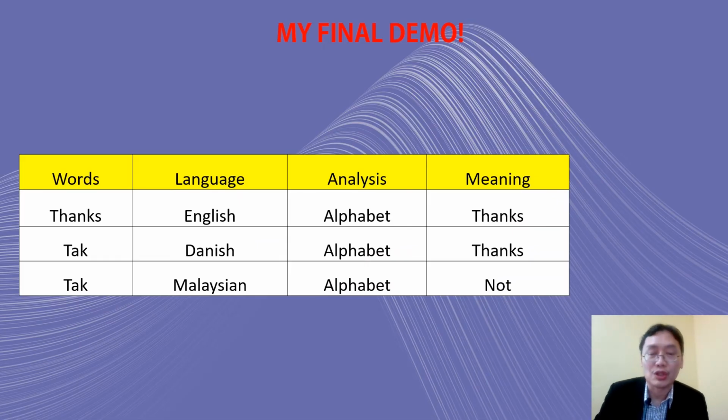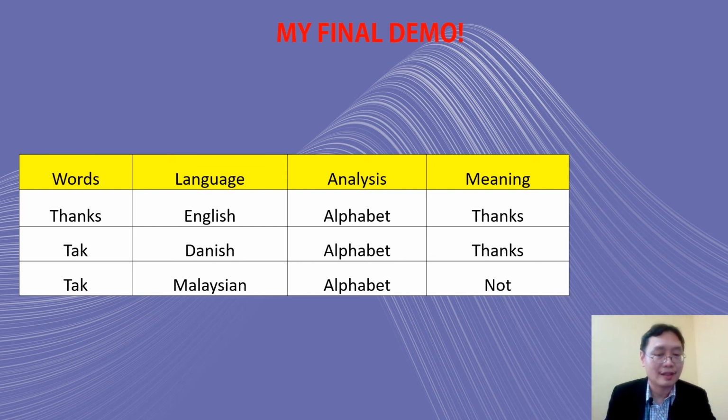The last thing that I want to share with you, the final demo, is this. Words. The word thanks, if just in English, it means thanks or thank you. You can analyze that word thanks using alphabets because it has A, B, C, D. In Danish, as I've learned from my Danish students, thanks means tak, T-A-K. You can also use alphabets to analyze the word tak. But the same spelling, T-A-K, if it's in Malaysian language, we pronounce it as tak. Tak means not, or cannot, or do not.